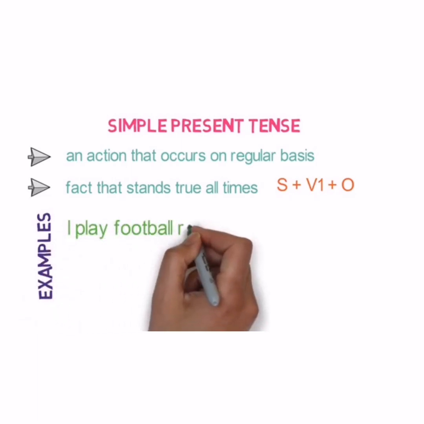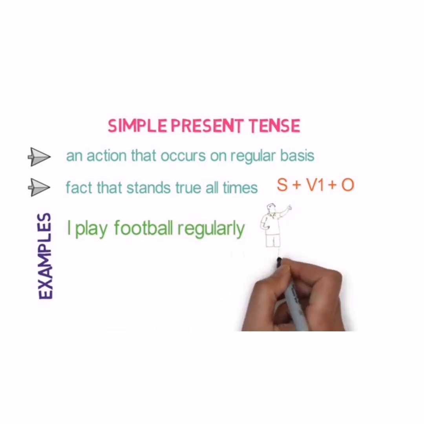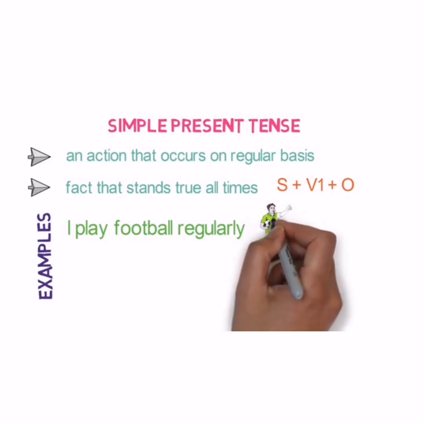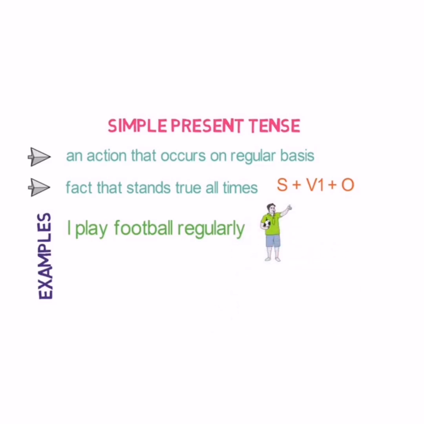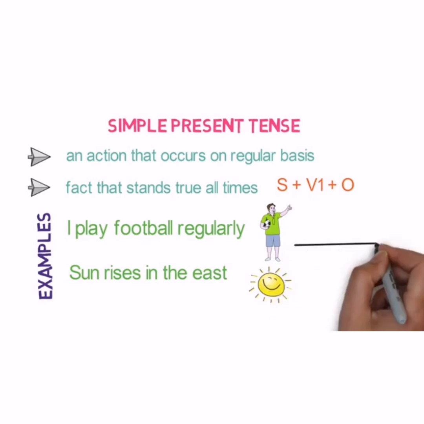In this sentence, we can see that I am doing this activity of playing on a regular basis, from the past till now and in the future also I will continue. Yes? Now let's see one more example. Now let's see an example of a fact, like the sun rises in the east. It is the truth based on the fact that the sun rises in the east. Now no one can challenge it. Yes? So this is an example of simple present tense.